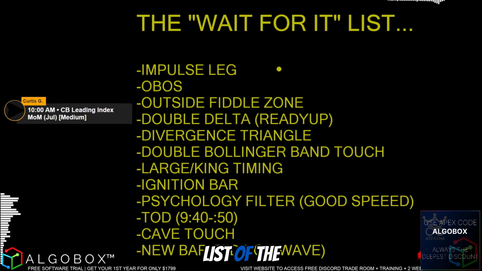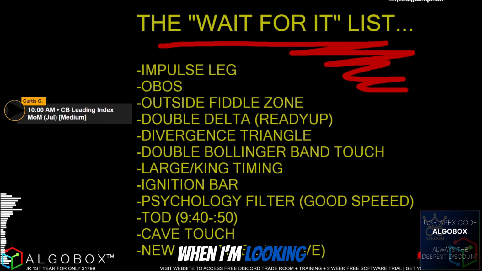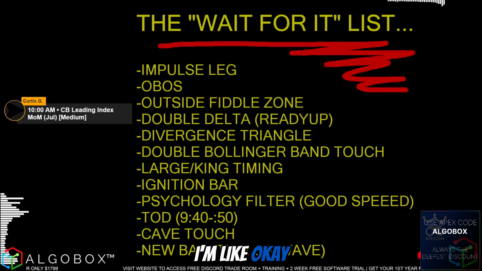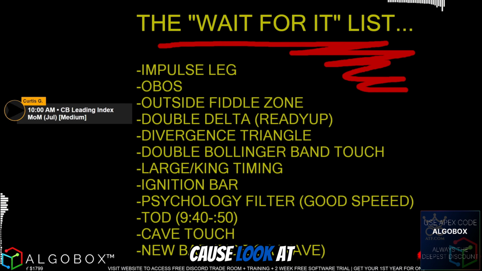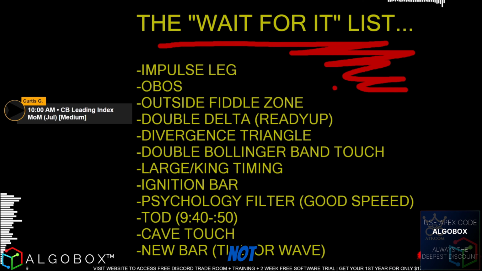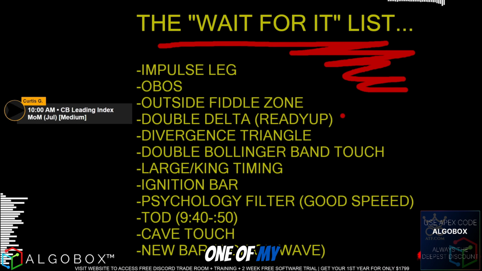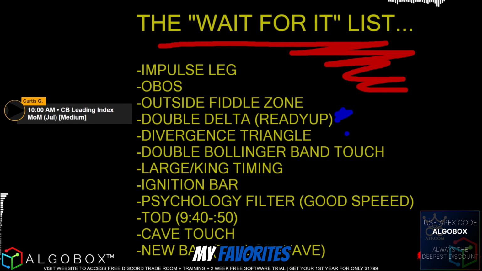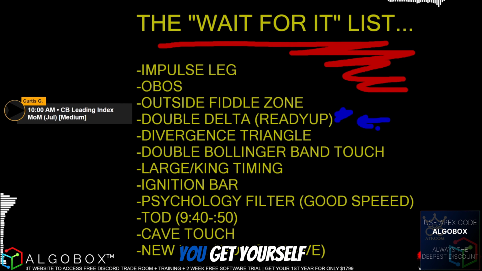There's a good list of the wait for it items when I'm looking around the charts for a, hey, can I go right now? Like if I'm ready for a long, I'm like, oh, okay, I'm ready for long any moment. You'll hear me, because look at the current conditions, the speed's looking good and whatnot. Now I can wait for any one of these things. One of my absolute favorites. So if you're like, well, what are some favorites right here? Put stars by my favorites. A double delta, holy smokes, you get yourself a double delta.